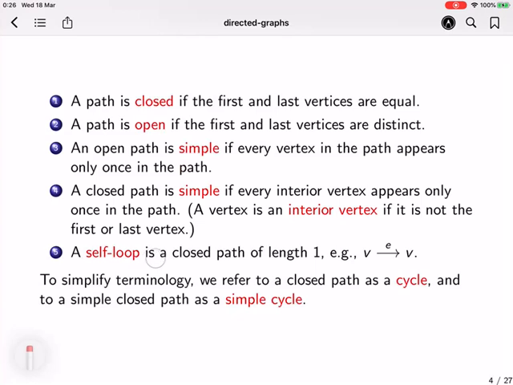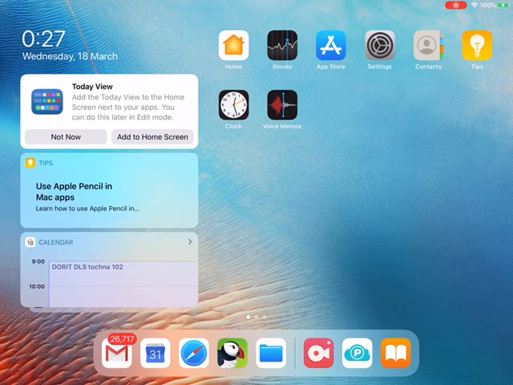A self-loop is a closed path of length 1, namely it is a path that starts in V, and there's one edge that connects V to itself. To simplify terminology, we often refer to a closed path as a cycle and to a simple closed path as a simple cycle. Let's see a few examples of such paths.